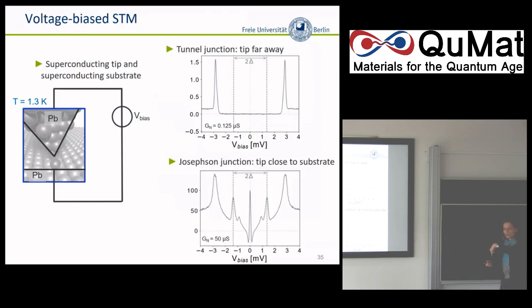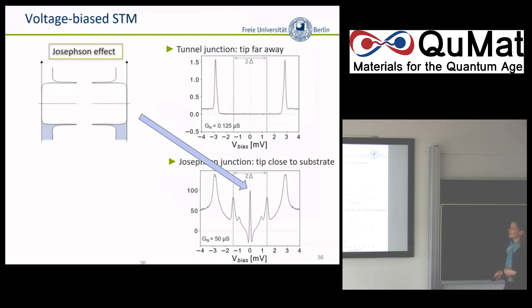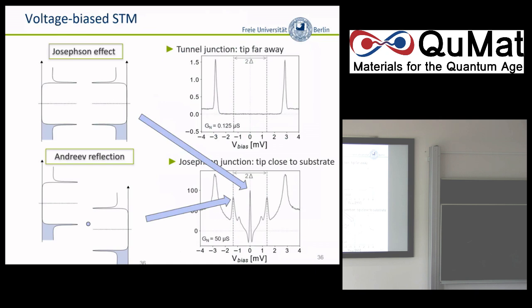Now, when you go close, what you see is a peak at 0 bias, and you see these additional side peaks at particular energies. And this is already telling you that you have a Josephson junction, because at 0 bias you essentially can have something that is at least called a Josephson effect, a Josephson peak, because it is reminiscent of that you can transfer Cooper pairs.